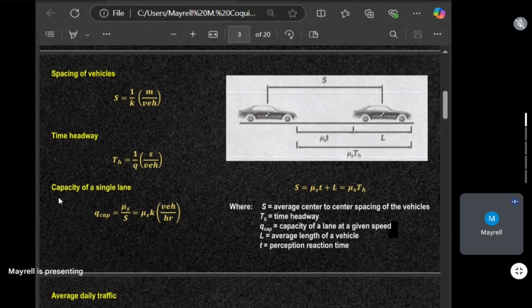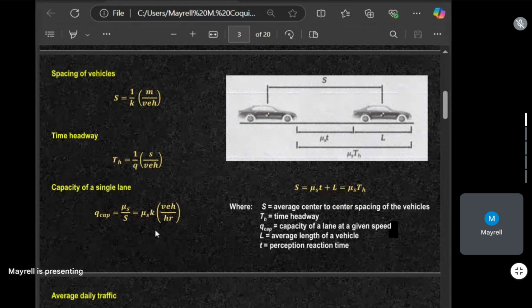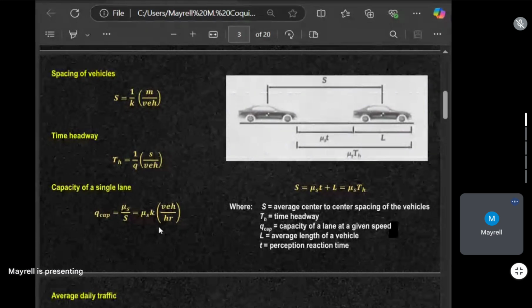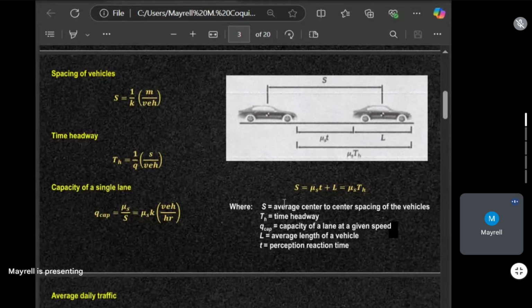Then the capacity of a single lane, that's Q cap. It's equal to mu s over S, or that is also mu s over K. Okay. So, multiply that. And that's in vehicles per hour.